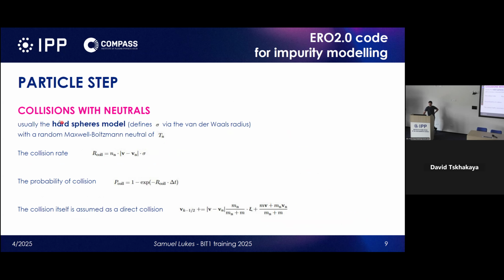Because for most of the cases, not for the case when we really track the hydrogen or the fuel isotopes, I mean deuterium and tritium, we usually assume the hard-sphere model, which just defines the cross-section via the van der Waals radius. So then you can very easily calculate the collision rate, the probability of the collision, and you then compare this probability with some pseudo-random number, and that basically decides whether the collision happened or not, and you can immediately add another contribution to the velocity of your particle.